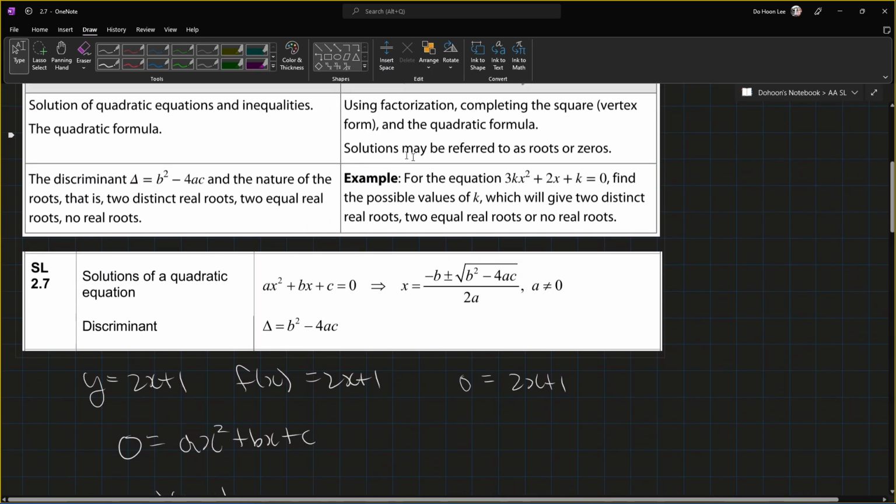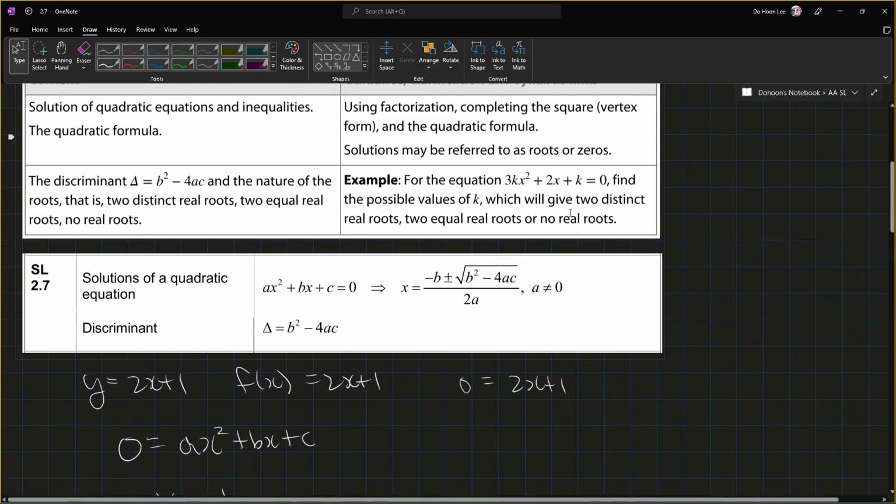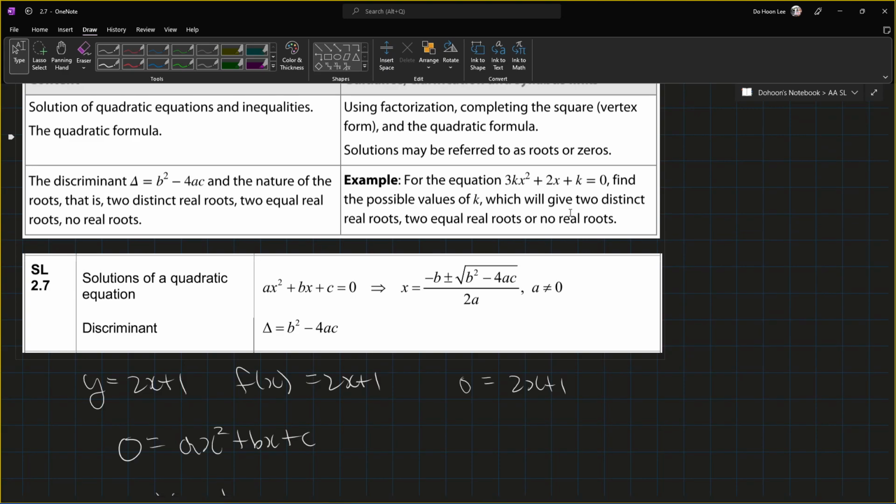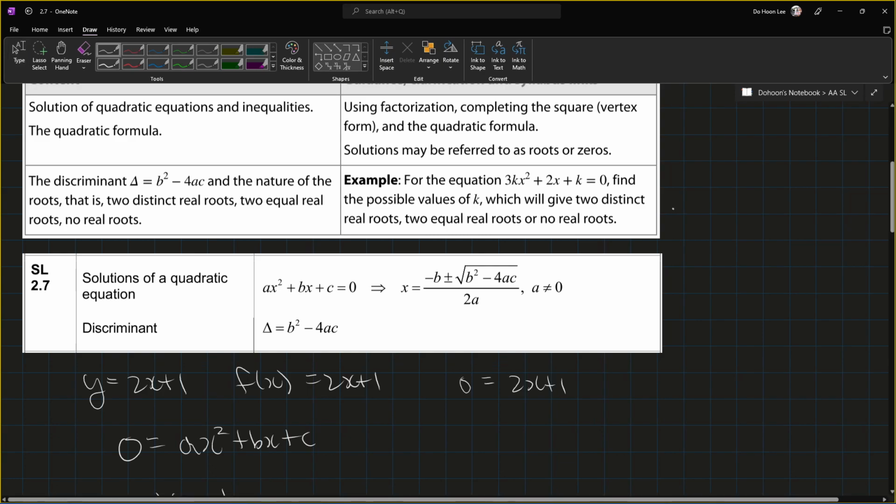Over here, example. So let's try to find the possible values of k, which will give two distinct real roots. Okay. So if the equation has two distinct real roots, I know that the discriminant has to be greater than 0, right? So let's take that. Let's just work on the side here. So I know that discriminant is b squared minus 4ac has to be greater than 0.